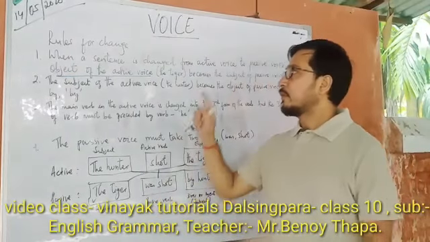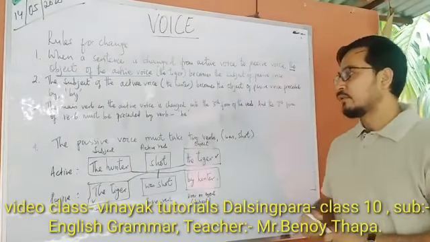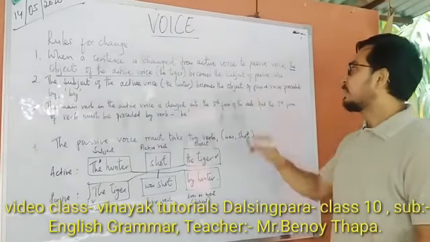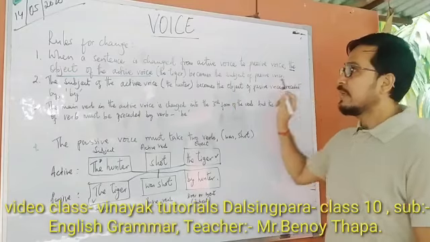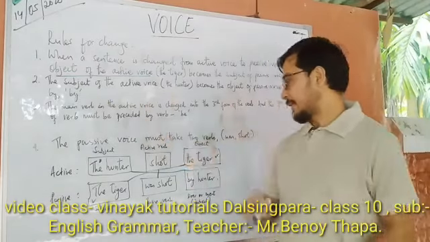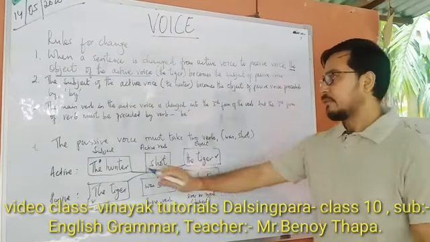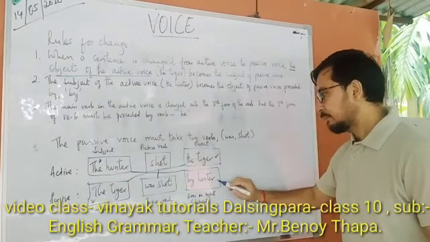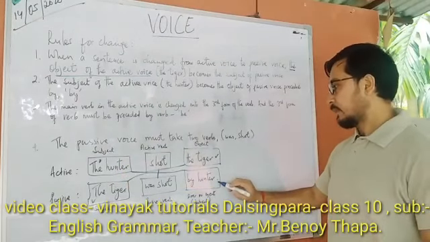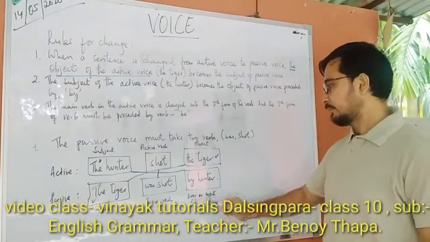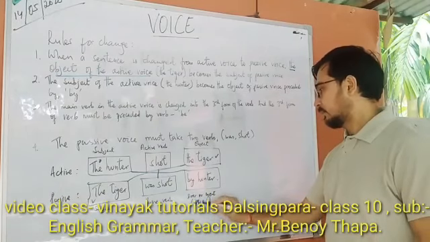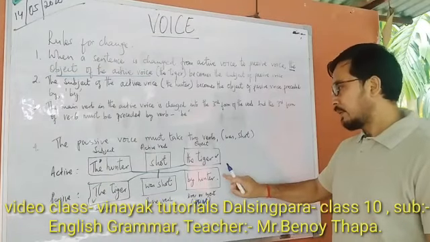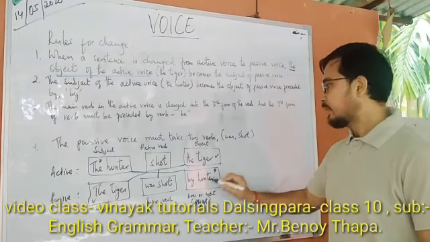Number 2, the subject of the active voice. Now look at that subject, the hunter. The subject of the active voice becomes the object of the passive voice, preceded by by.